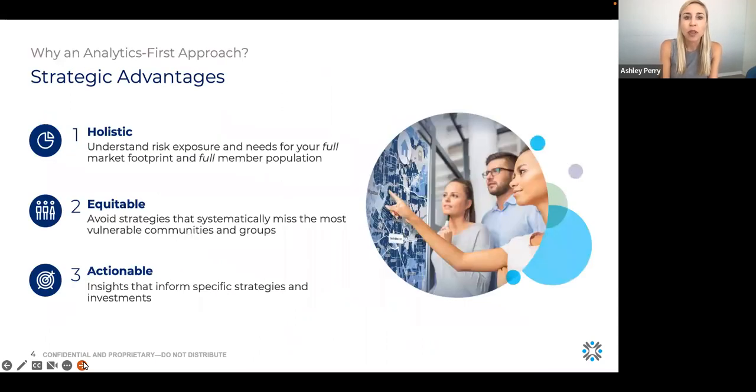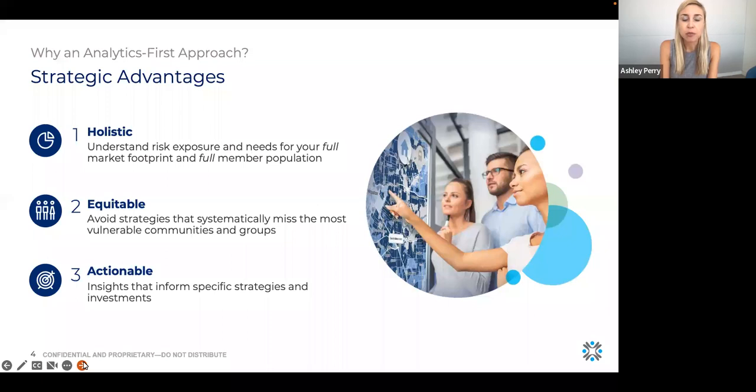So, with all of that said, what are the advantages of thinking about an analytics first approach to assessing and addressing the social needs of your markets and member populations? Really three key things that I would call out here for you all to consider. The first is it's a more holistic approach because it allows you to understand the contours and concentration of community level SDOH risk exposure for your full market footprint. In addition, it allows you to understand the individual level social risk factor needs for your full member population.